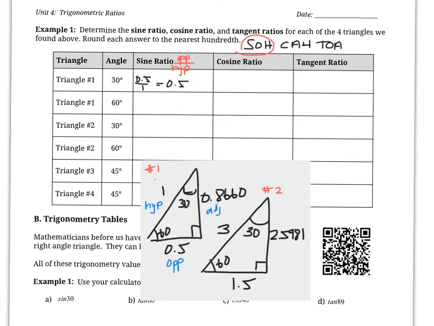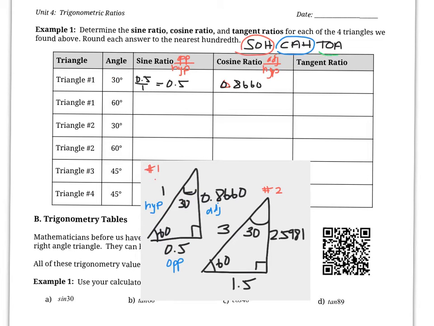Let's try the cosine. Well, we know that cosine is just A over H because of SOH CAH TOA. So we have our cosine is just equal to adjacent side over hypotenuse. So let's figure out what that's going to be. So what's the cos of 30 degrees? Well, adjacent is this guy, hypotenuse is this guy, so just divide these two, and we would get 0.8660, adjacent over hypotenuse.